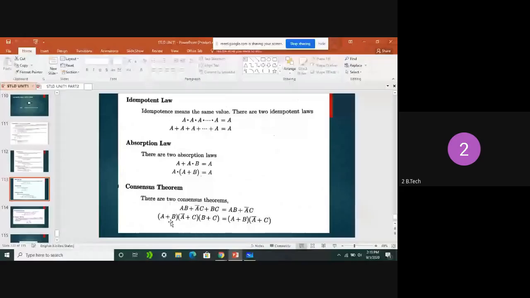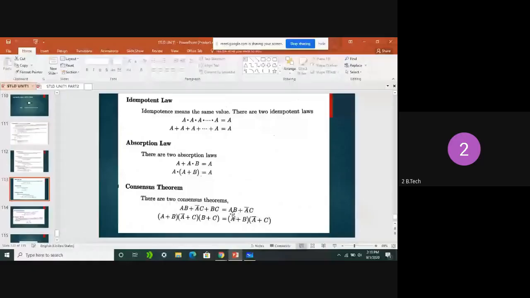Okay, so why? Because here AB, and if you see using the OR law A plus B, both laws are the same, but the first one is using the AND law. Clear, all of you?